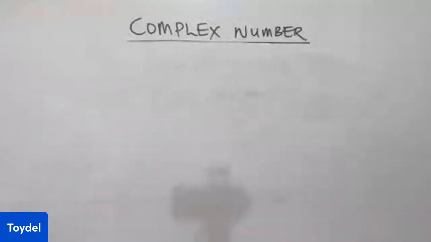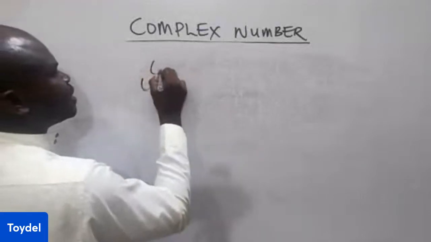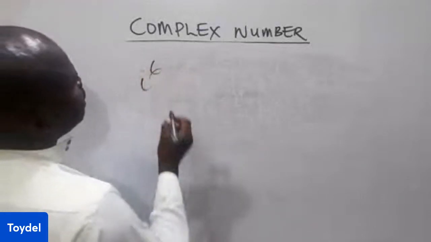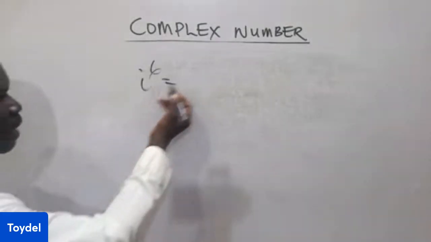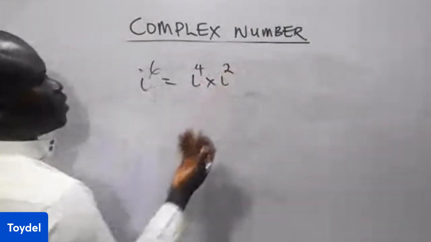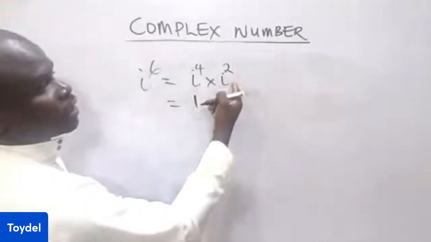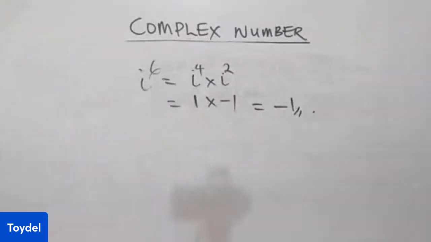Not only that, we can be asked to find i raised to power 6. So what if you have to evaluate i raised to power 6? What would this give us? Of course, by the law of indices, we can break it down into two parts. We say i raised to power 4 times i raised to power 2, because 4 plus 2 is 6. Then at the end of the day, i raised to power 4 is 1 because i squared is -1. So 1 times -1 will be equal to -1. So the value of i raised to power 6 is -1.